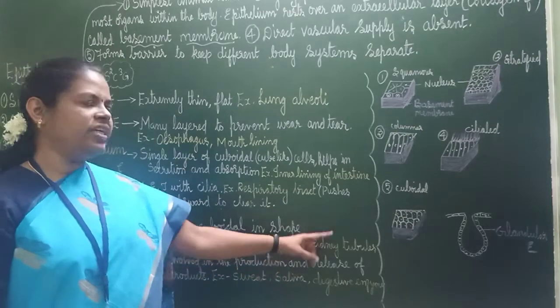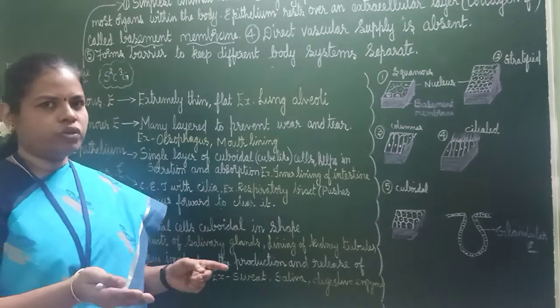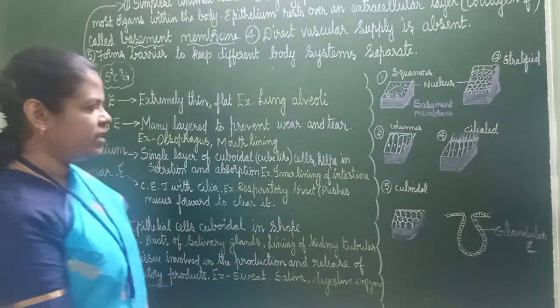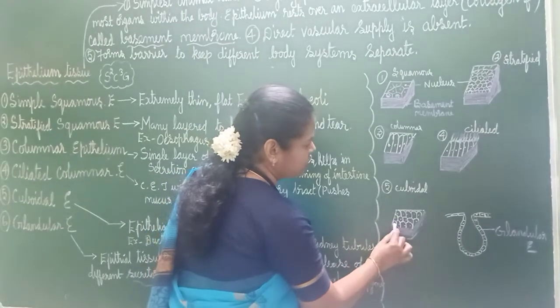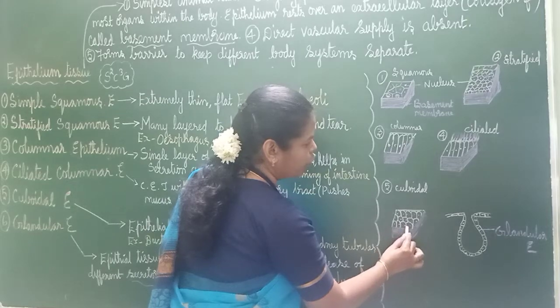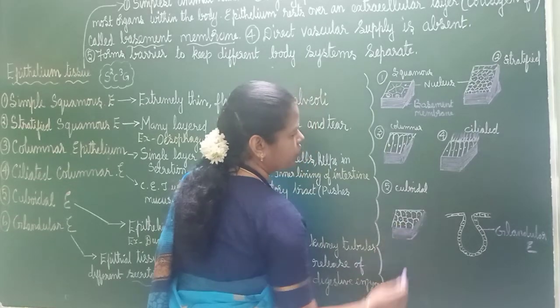The lining of kidney tubules. In our kidney tubules also it is present. See, like this it will be cube-like. Nice shape, no? Cube-like and many layered. See, I have given many layers.